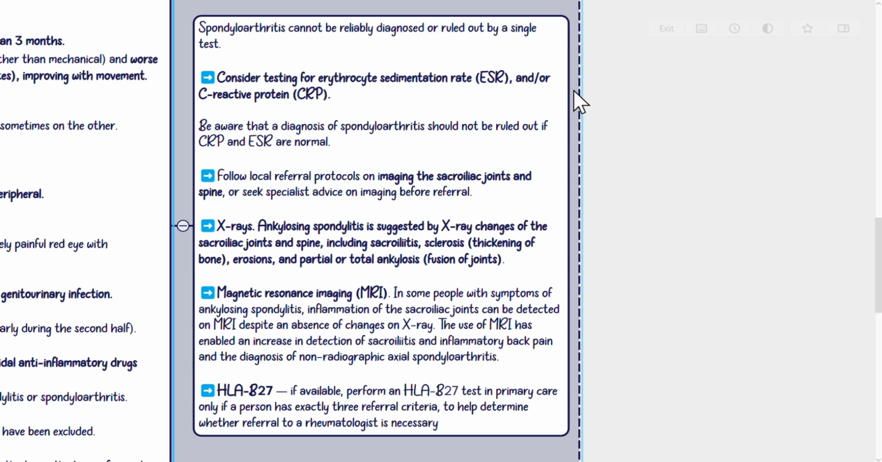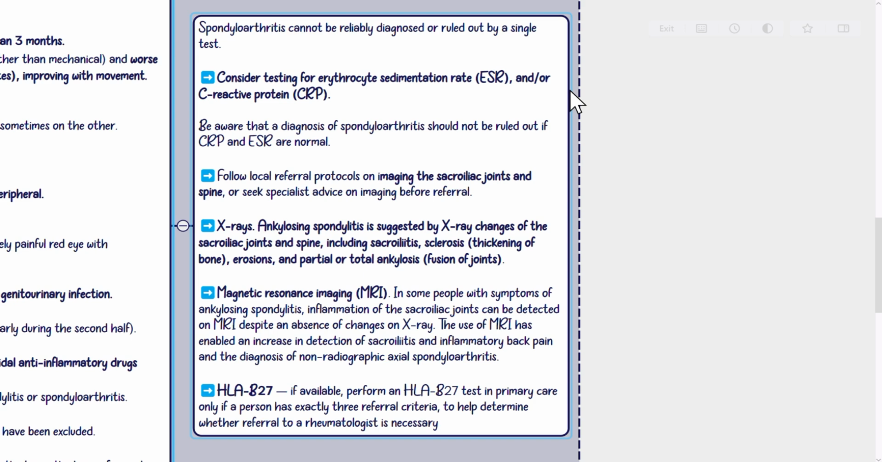Investigations. Spondyloarthritis cannot be reliably diagnosed or ruled out by a single test. Consider testing for erythrocyte sedimentation rate, ESR, and/or C-reactive protein, CRP. Be aware that a diagnosis of spondyloarthritis should not be ruled out if CRP and ESR are normal. Follow local referral protocols on imaging the sacroiliac joints and spine, or seek specialist advice on imaging before referral.